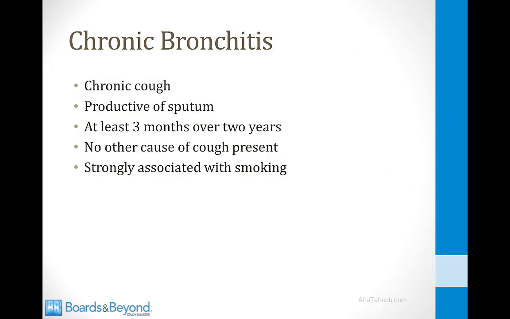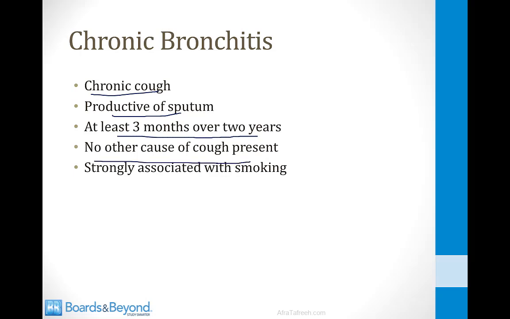So first we'll talk about chronic bronchitis, and this condition has a completely clinical definition. It's an arbitrary clinical definition that was decided on years ago, but it's been used in clinical trials and it's always stuck, and we continue to define the disease this way. So to say that someone has chronic bronchitis, they have to have a chronic cough that's productive of sputum for at least 3 months over 2 years with no other cause of cough present.